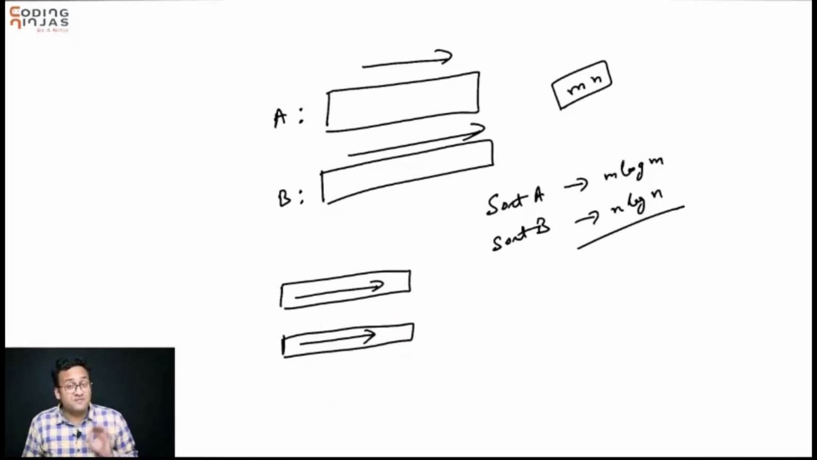Now as soon as somebody tells me that I have two sorted arrays, the first algorithm that comes to my mind is the merge algorithm that we wrote for merge sort. That's the first algorithm that comes to my mind. Can I use that to solve this as well? Actually I can. This can be solved using the same algorithm that we used to merge two sorted arrays. How?